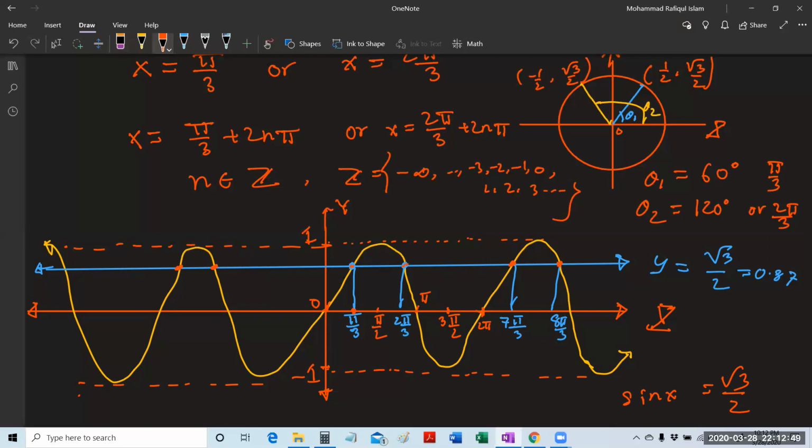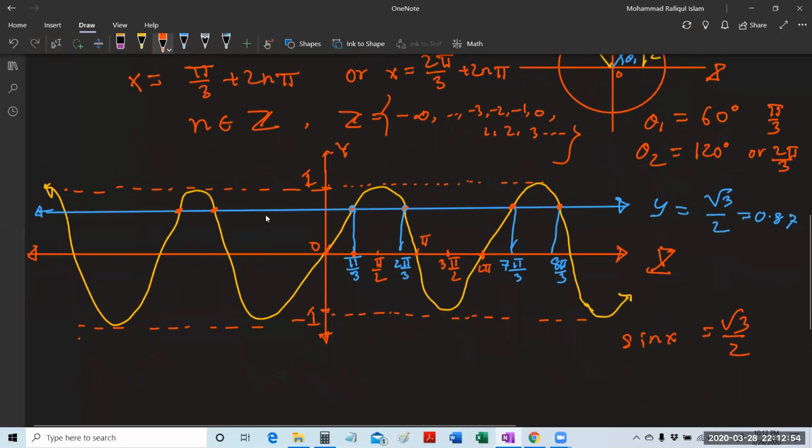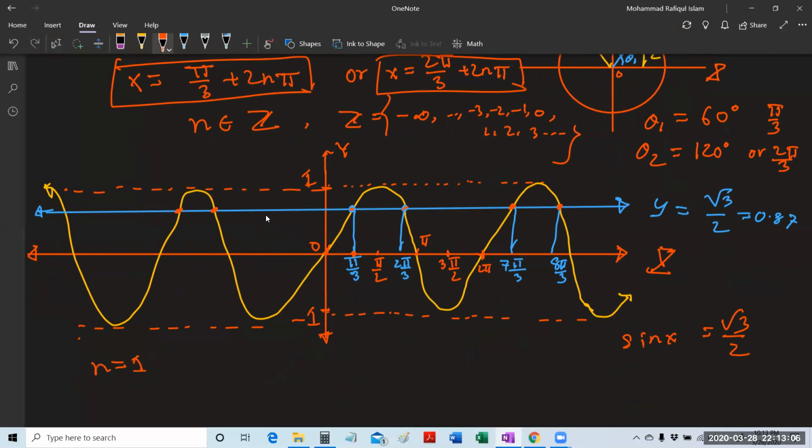How did I get these values? If I look at the general solution, I'm calling these two the general solutions of the equation that I have written here. If I substitute n equals 1, then x equals pi by 3 plus 2 pi. I'm working with the first one. Then I get 7 pi over 3. I'm just adding these two numbers.